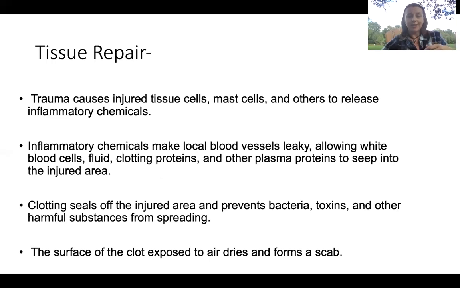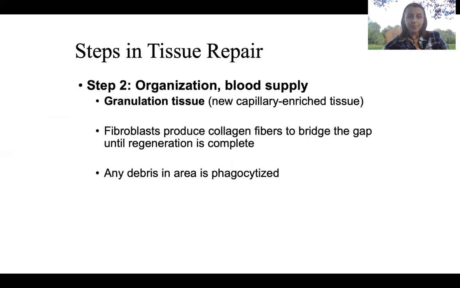Eventually it looks like a scab, because when it's exposed to air, it dries up and becomes that scab. All right, so everything has to happen in an organized way, and you have to have blood supply to initiate these processes. There's something called granulation tissue, which is simply a blood-rich tissue. It's very thin. It is called granulation because it has a granular look, more on a microscopic level, but if you imagine how sugar is granular, it has that kind of consistency.